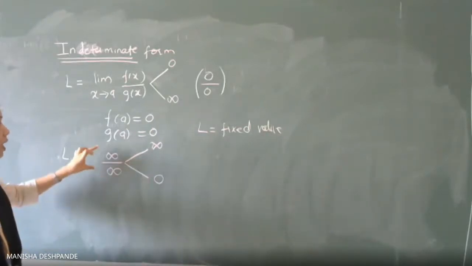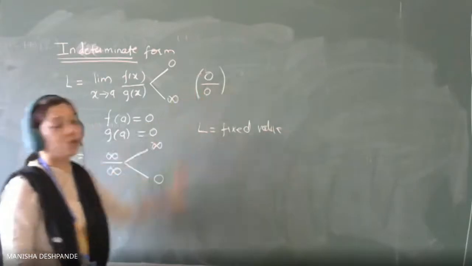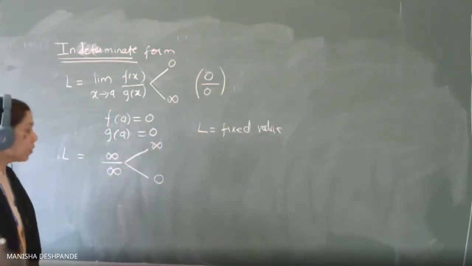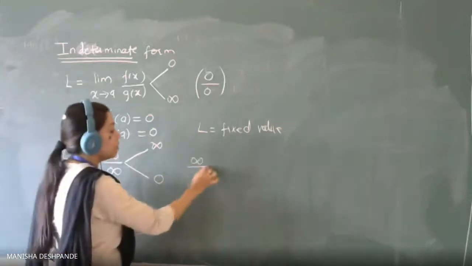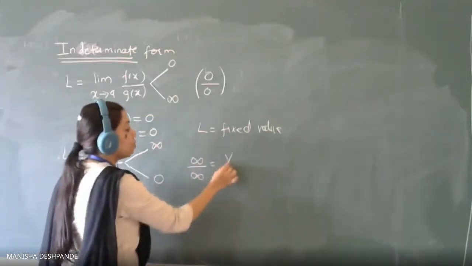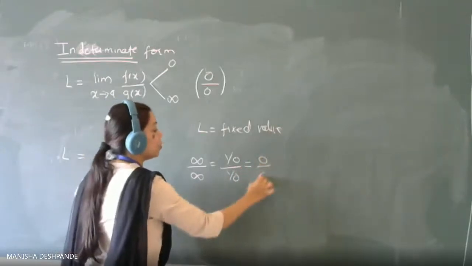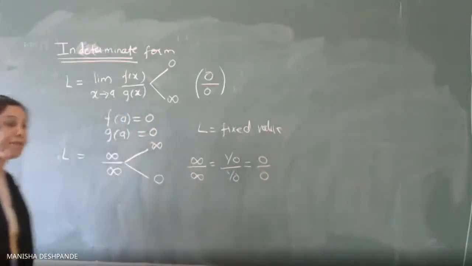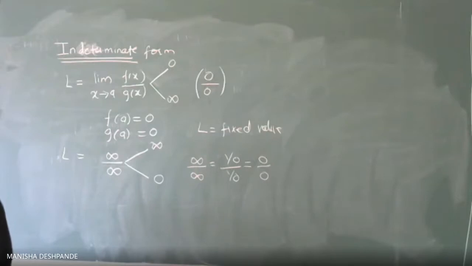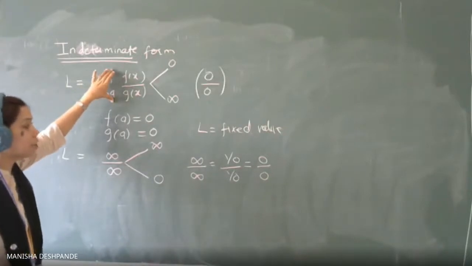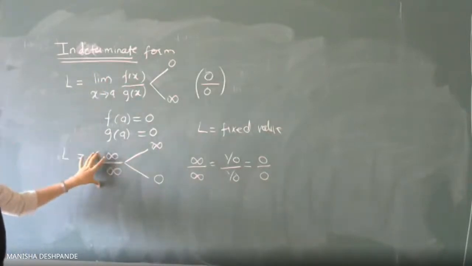Now just see, infinity by infinity and 0 by 0 you can actually say are synonyms. Why? Because infinity by infinity can be written as 1 by 0 upon 1 by 0, and that can be approximated as 0 by 0. Are you getting it? Okay, so they are both the same. So whichever rule is applicable to 0 by 0, the same rule will be directly applicable to infinity by infinity.